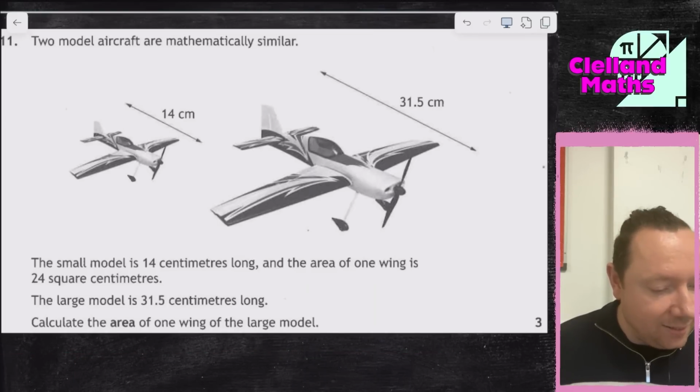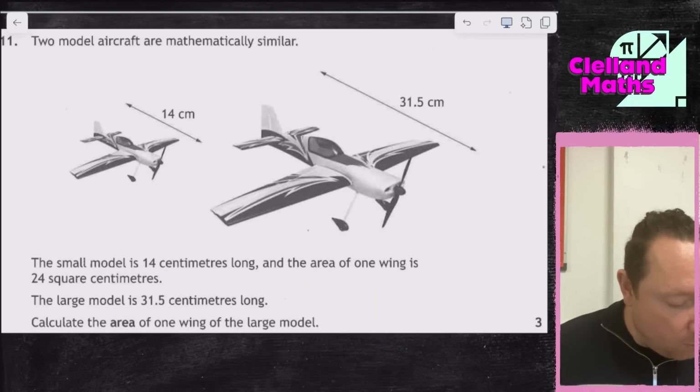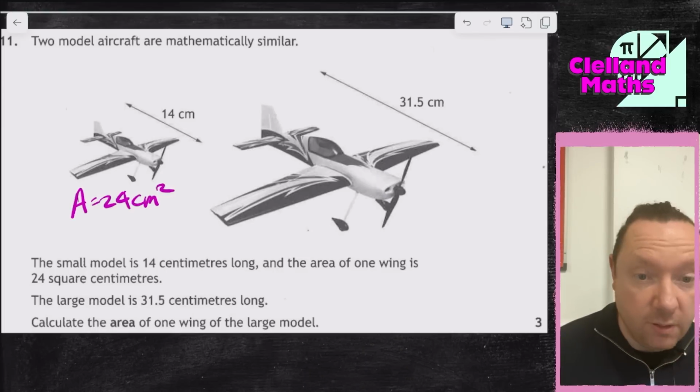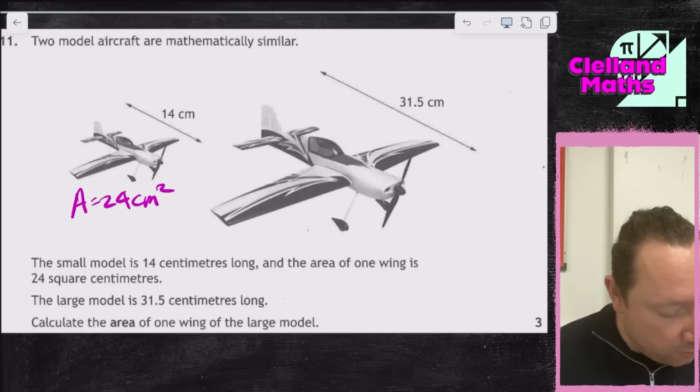SQA National 5 Maths 2025, Paper 2, Question 11. Two models are mathematically similar. The small model is 14 centimetres long, and the area of one of the wings is 24 centimetres squared. I'll just write that: area equals 24 centimetres squared. The large model is 31.5 long. What is the area of the wing of the large model?